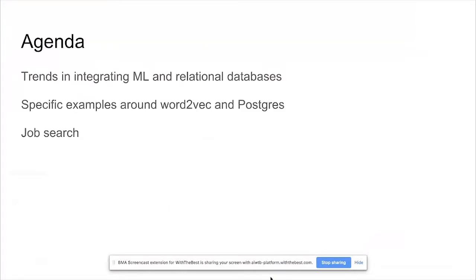So I have three general topic areas within this. I'm going to talk about some of the trends that I've seen from doing research in terms of how people are integrating machine learning with relational databases and what some of the trade-offs are. And then I'll show some specific examples around Word2Vec and Postgres using job search as an example use case.